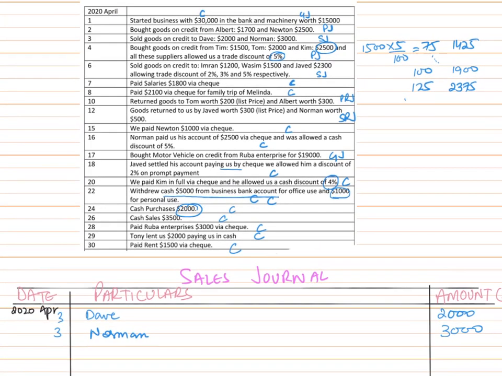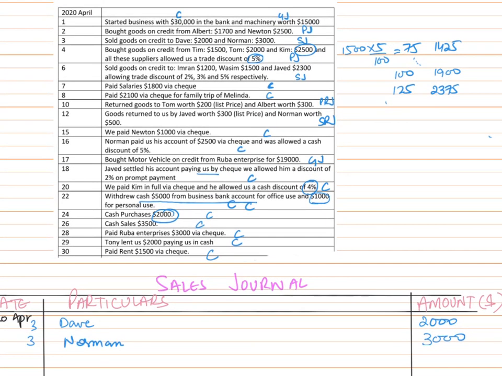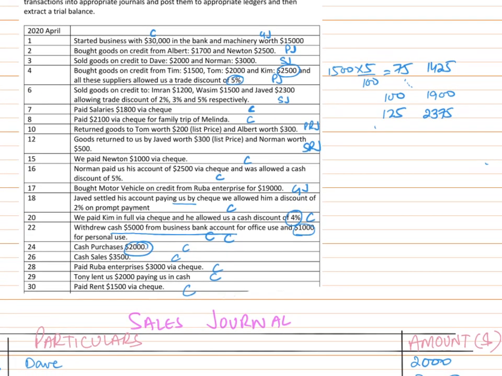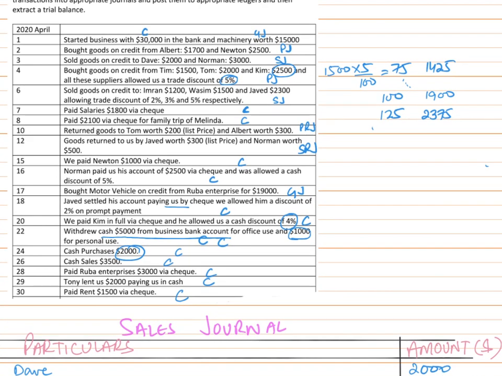Now if you look at the transaction on the 6th, it would be recorded in the sales journal. We have written SJ, so we sold goods on credit to Imran, Wasim and Javed. We also allowed them a trade discount of 2%, 3% and 5% respectively. So we'll have to record this amount after adjusting the trade discount.